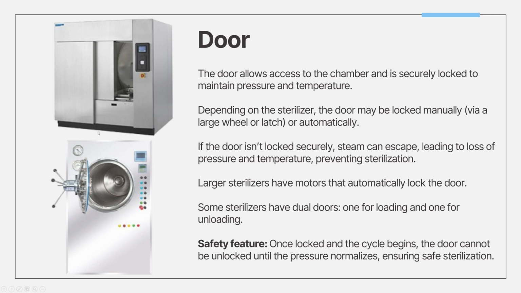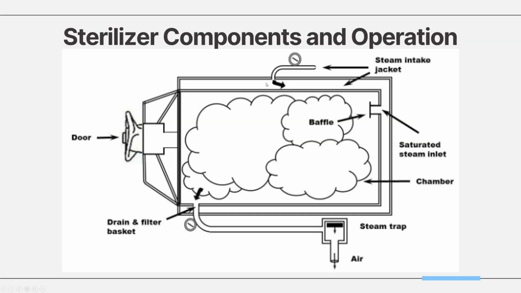Some hospitals actually have it so that you load it from the assembly side and then you would have to unload it from the sterile storage side, right? Which improves the prevention of cross-contamination. So the door has safety interlocking systems that prevent opening the door until pressure is safely released, like I mentioned earlier. And then the jacket, which is the outer steel layer around the chamber, so it would be this one.